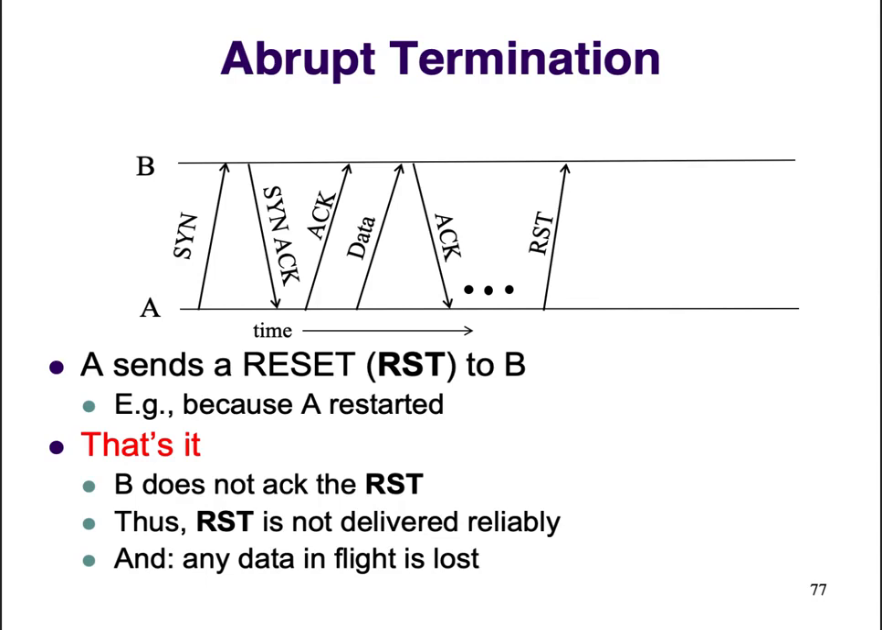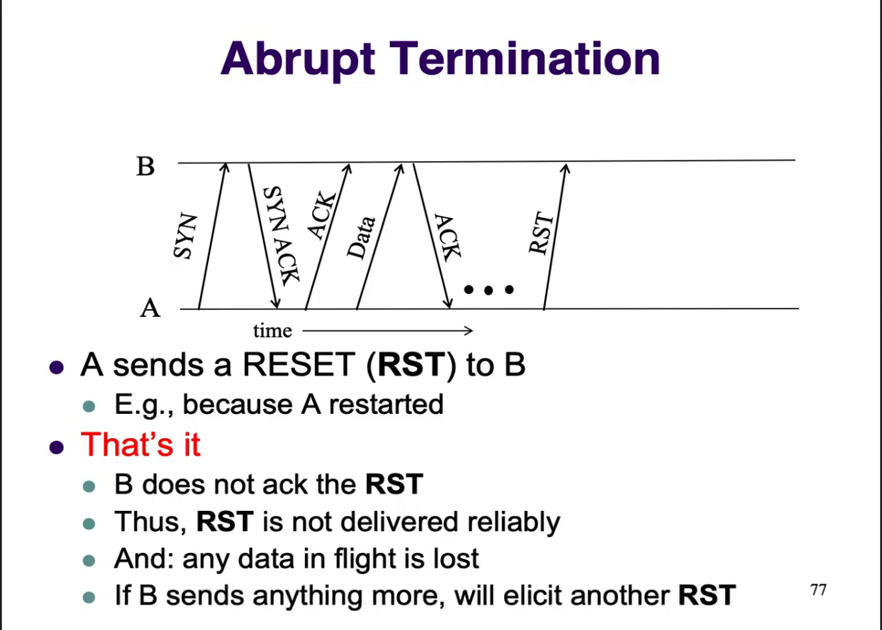So the behavior is just that either side can send a reset. You don't have to acknowledge the reset. If the reset is not delivered reliably, that's fine. Any data in flight, there is no guarantee that it gets delivered. If the other side continues to send data, you can continue to send resets back to it. Why would this seem useful?